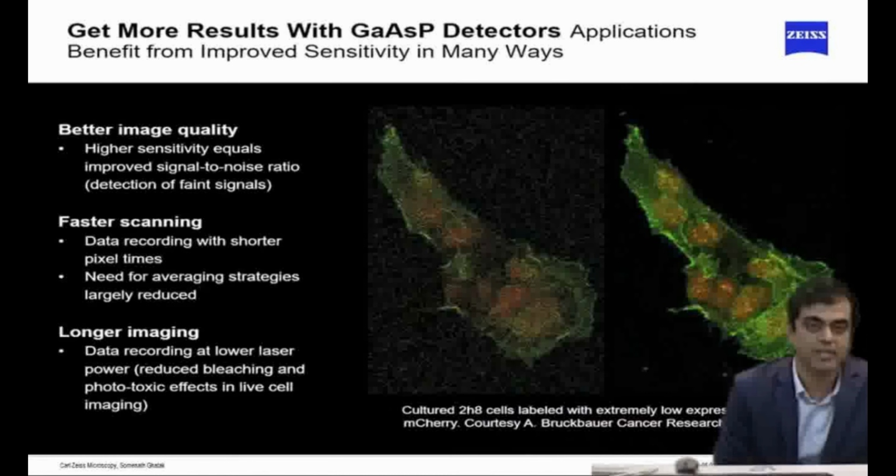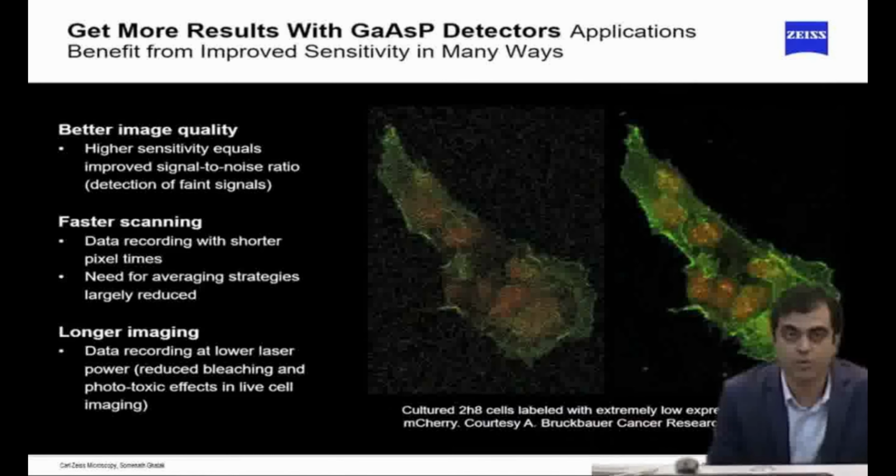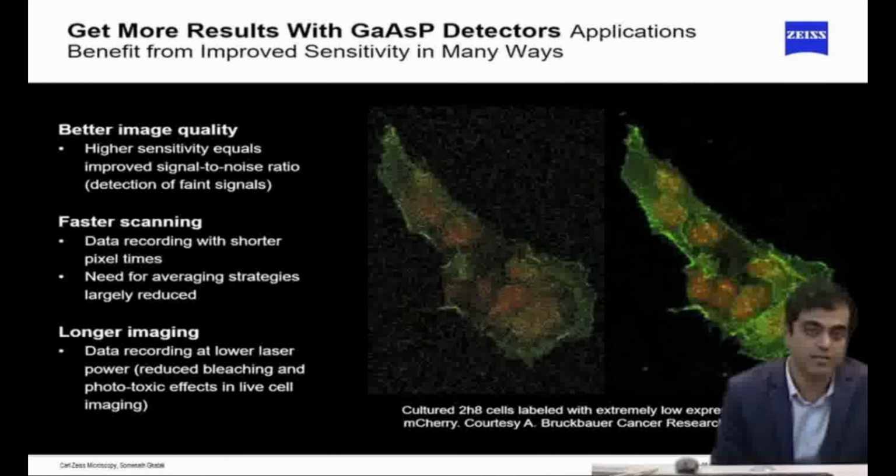Now, how can we capitalize on the potential of a GaAsP detector for better imaging? Definitely we can have better image quality with the GaAsP detector, with higher sensitivity and improved SNR. It's not only good in SNR, but also faster, so it scans in a shorter time compared to normal PMTs.